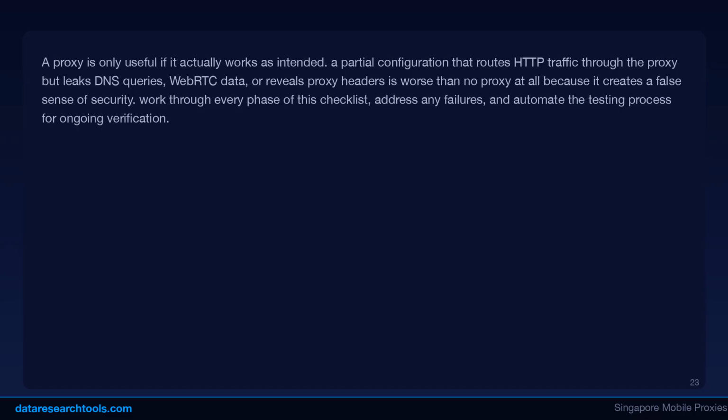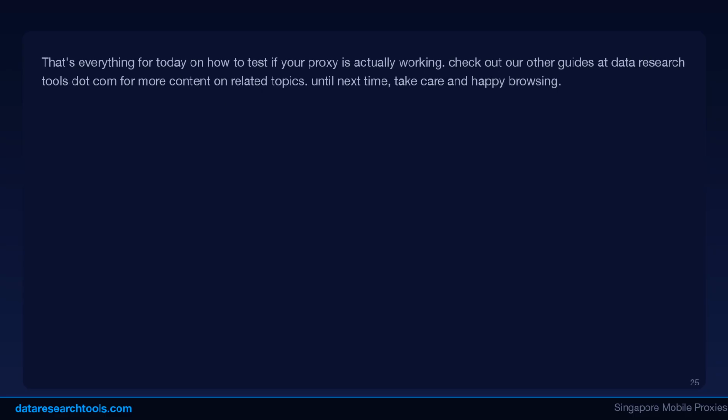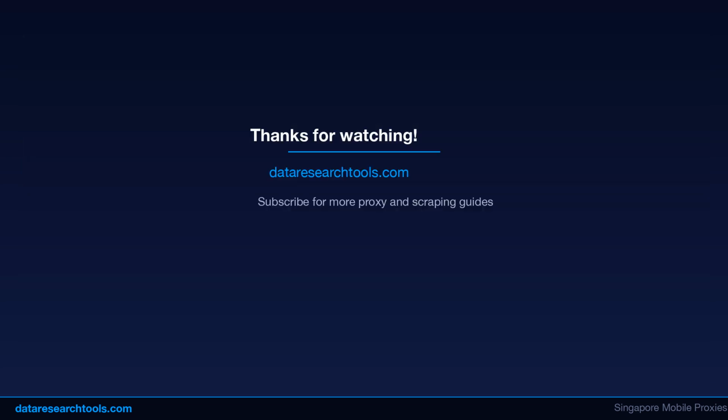A proxy is only useful if it actually works as intended. A partial configuration that routes HTTP traffic to the proxy but leaks DNS queries, WebRTC data, or reveals proxy headers is worse than no proxy at all because it creates a false sense of security. Work through every phase of this checklist, address any failures, and automate the testing process for ongoing verification. The 30 minutes invested in thorough testing prevents hours of debugging, failed scraping jobs, banned accounts, or compromised research data.